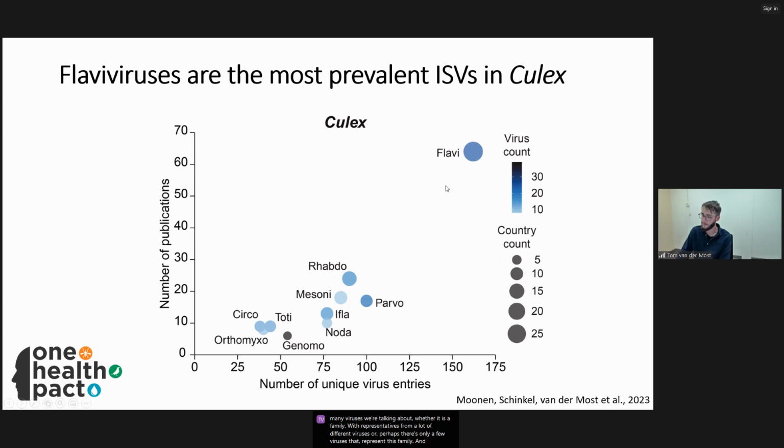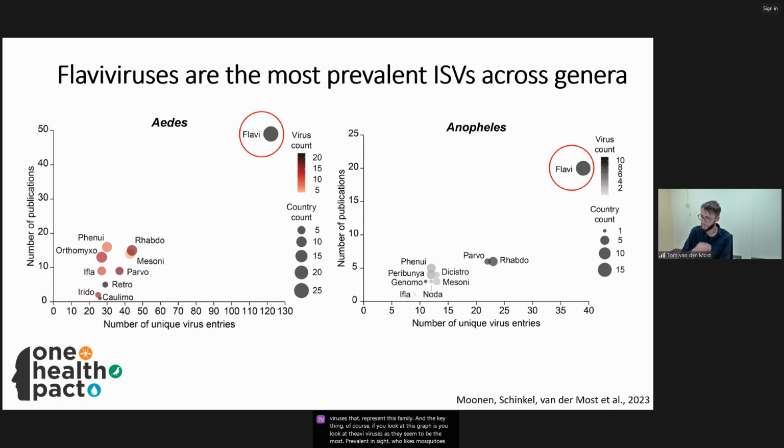And the key thing, of course, if you look at this graph, is the flaviviruses, as they seem to be the most prevalent inside Culex mosquitoes. And this was not only the case for Culex mosquitoes, as the same thing was found for Aedes mosquitoes and Anopheles mosquitoes. So if you look at it like this, it really does seem to be the case that flaviviruses are the most prevalent viruses in these mosquito genera.